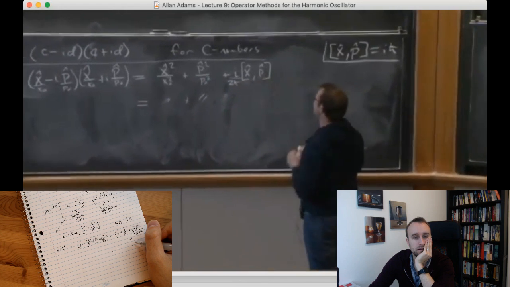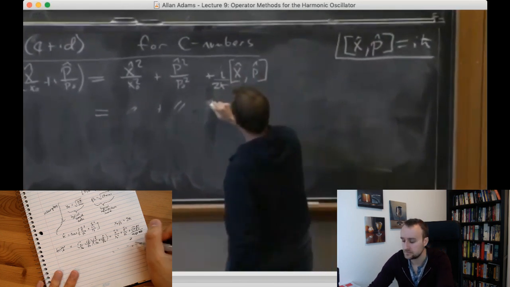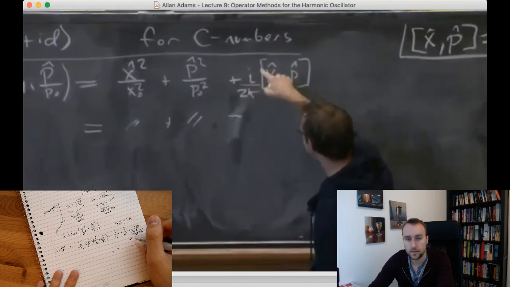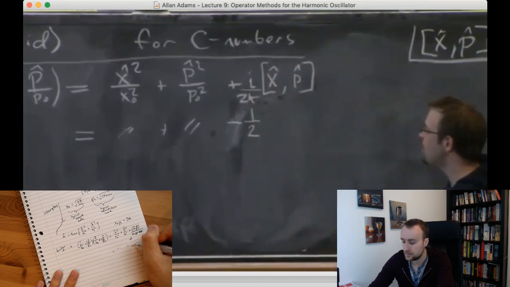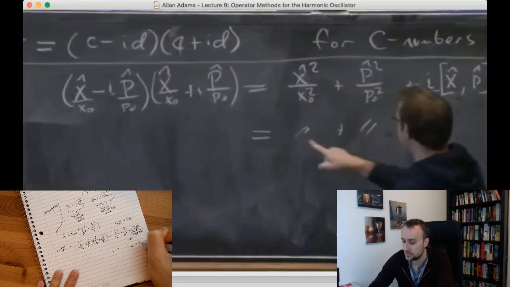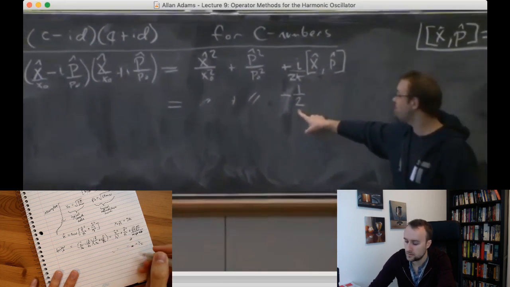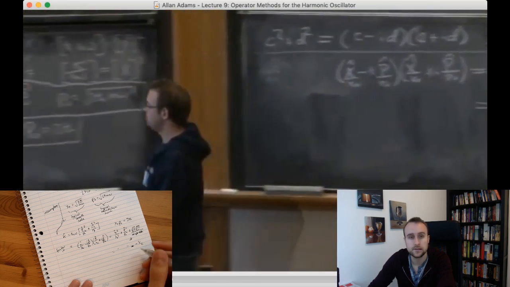Okay, so the calculation gave us this. So what does this give us? We get this i h bar. So plus, but the i h bar times i is going to give me a minus. And the h bar is going to cancel because I've got an h bar from here and an h bar in the denominator: minus 1/2. So this quantity is equal to the quantity we wanted minus 1/2. And what is the quantity we wanted? x squared over x naught squared plus p squared over p naught squared. This guy.